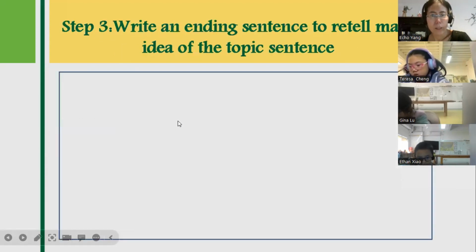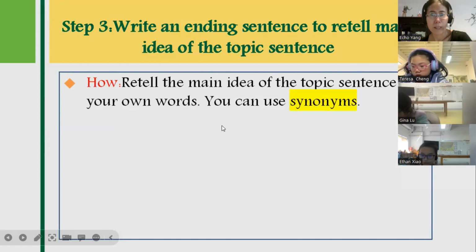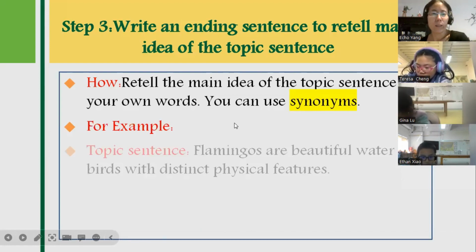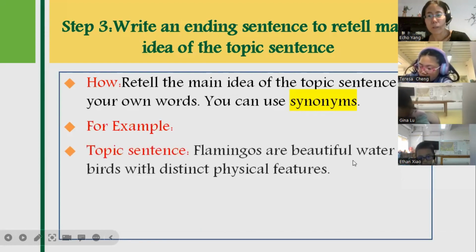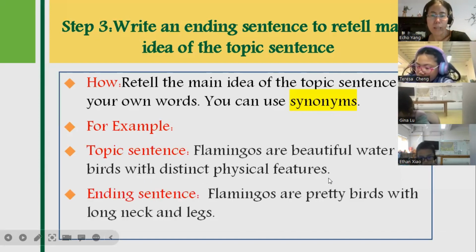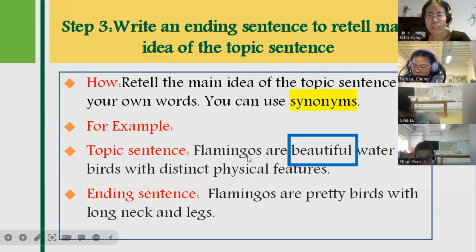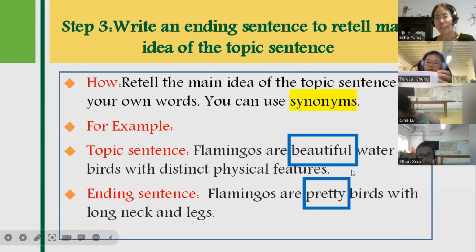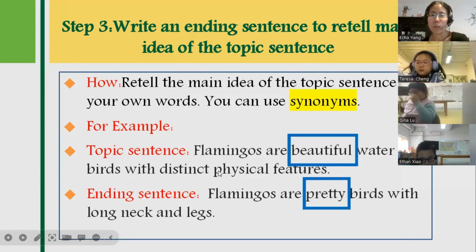And next, she wrote an ending sentence to retell the main idea in the topic sentence. And well, you can use synonyms to form your ending sentence. For example, the topic sentence is flamingos are beautiful water birds with distinct physical features. So we can write the ending sentence as, to retell the topic sentence, flamingos are pretty birds with long necks and backs. So you can see in the topic sentence, the adjective is beautiful. So I can use a synonym in the ending sentence. They have the same meaning, but we use different words.